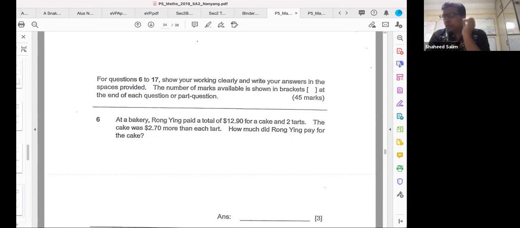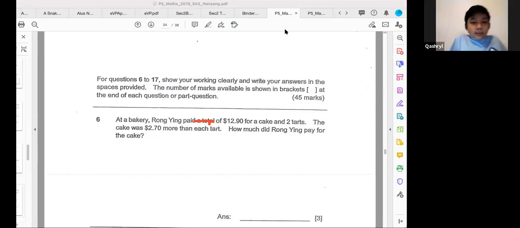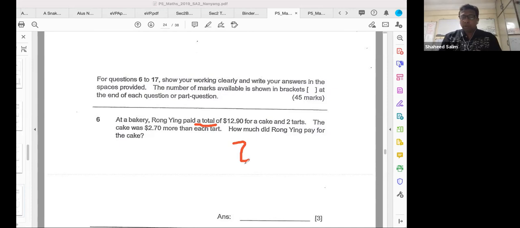No, you cannot do like that. You must understand what the question is saying. Okay, now this is total, you know. Total means what? All the 3 items. He bought 3 items. He paid a total. Total means all of it. He paid $12.90. This is what he paid. All right? $12.90 for how many items? For 3 items. You say there's 1 cake and 2 tarts.